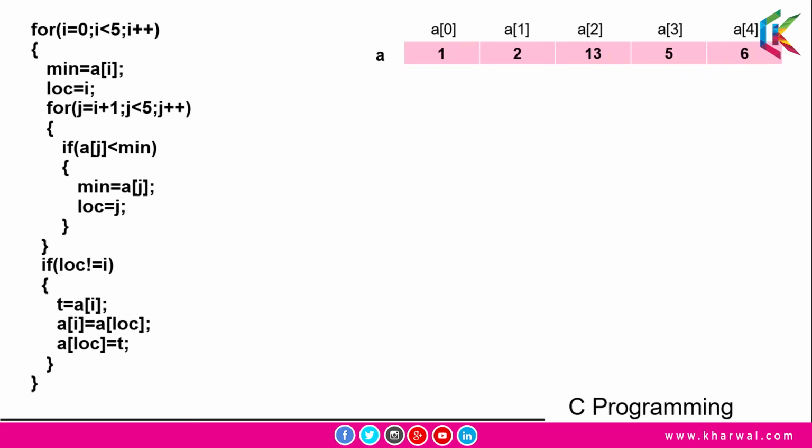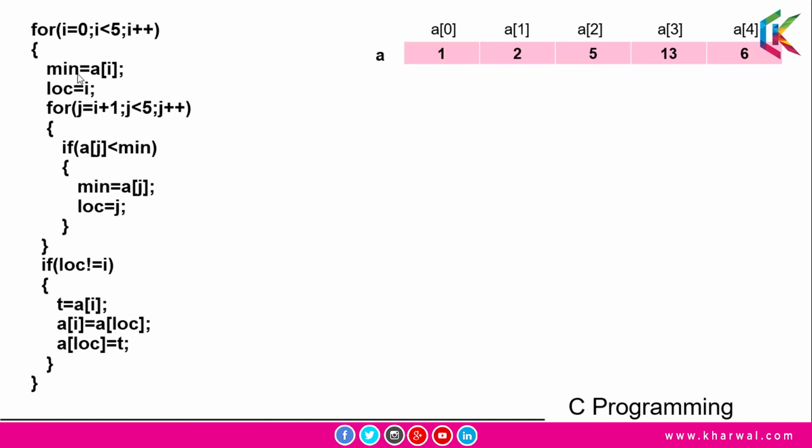Now the value at A of I and the value of LOC will be swapped out. And as we know that the value at A of 2 is 13 and value at LOC that we got here is 3. So 3 and 13 will be swapped out and after swapping new array will be like this. And after that I plus plus will be executed, so the value of I will be 3 and 3 less than 5, this is true.